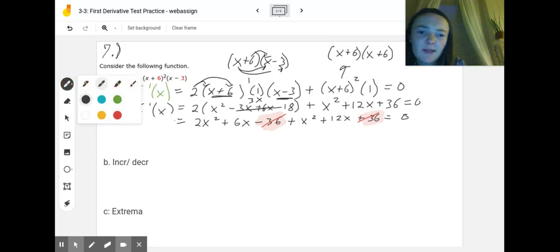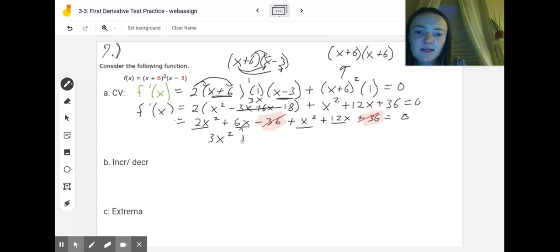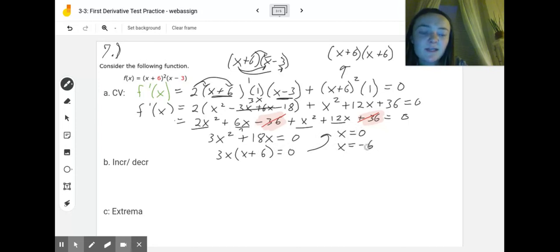And so what I get is x squared plus 2x squared is 3x squared. 6x plus 12x is 18x, so plus 18x is equal to 0. So we're really, really close. If I factor this just a little bit, I can take a 3x out. So 3x times x plus 6 is equal to 0. And so my critical values are x is equal to 0 and x is equal to -6.